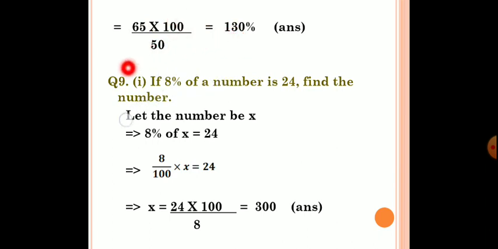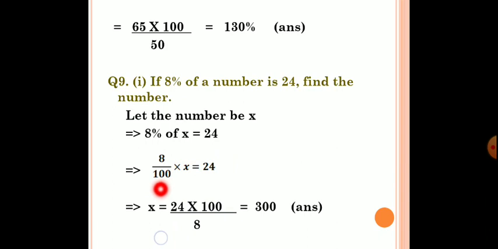Moving on to the next question, question number 9, part 1. If 8% of a number is 24, find the number. So see, 8% of a number is 24, we don't know the number. So let the number be x. Now according to the question, we will set the equation, that is 8% of x is equal to 24. So we can write it as 8 by 100 into x is equal to 24.